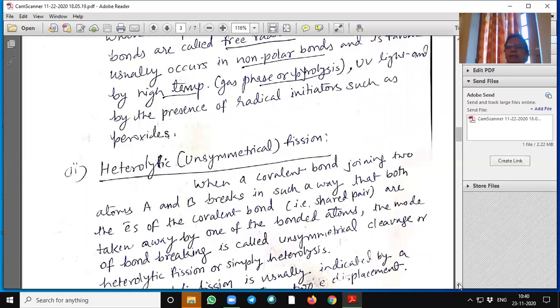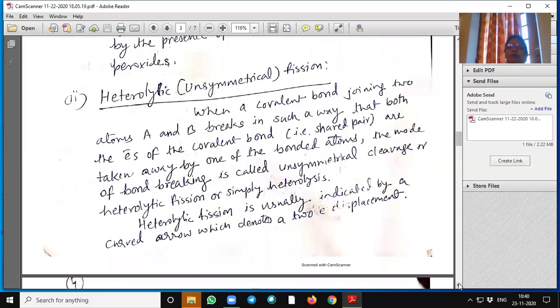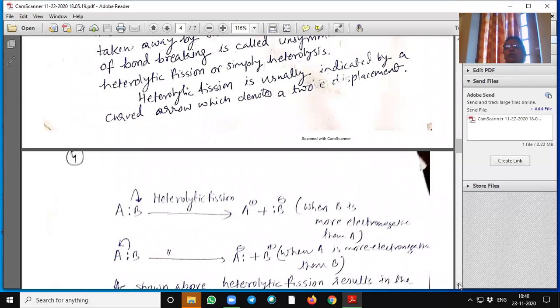Heterolytic or unsymmetrical fission. When a covalent bond joining two atoms A and B breaks in such a way that both the electrons of the covalent bond are taken away by one of the bonded atoms, the mode of bond breaking is called unsymmetrical cleavage or heterolytic fission or simply heterolysis. Heterolytic fission is usually indicated by a curved arrow which denotes a two-electron displacement.